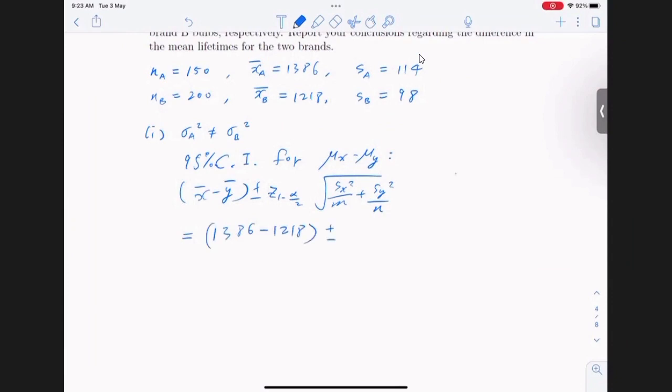Now for a 95% confidence interval, the alpha is 0.05. So the normal quantile is the 0.975 quantile from the standard normal distribution. You can use the table or use R, and you'll find that this is still 1.96.